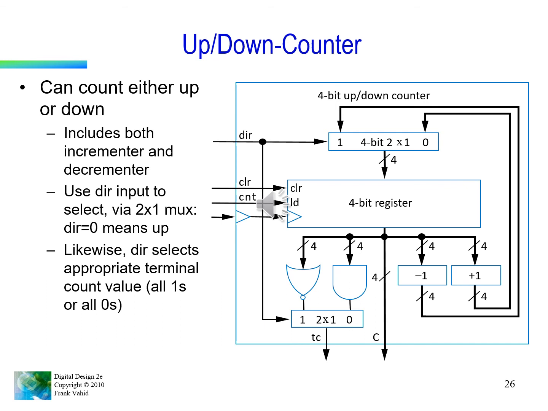So you can see the terminal count. We have two circuits for terminal count, and again a 2x1 multiplexer which chooses the value of terminal count. The AND gate becomes 1 when we reach 1111, that means 15, and the NOR gate becomes 1 when the counter is 0000.